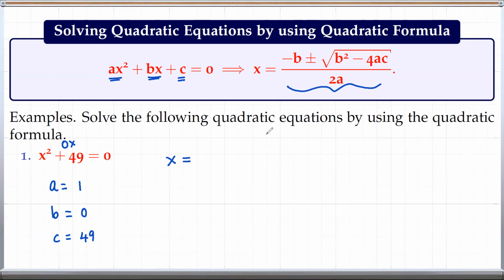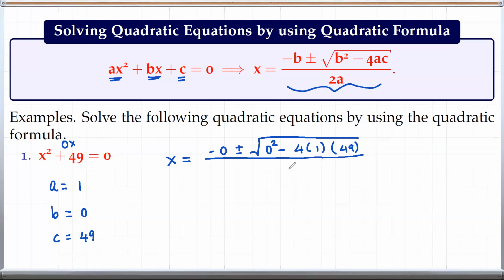We have x equals negative b, so negative 0, plus or minus the square root of b squared, which is again 0 squared, minus 4ac. So 4 times a, which is 1, times c, which is 49. We have the square root of this, divided by 2a, 2 times 1. So now we have the formula set up. We just need to simplify this a little further.